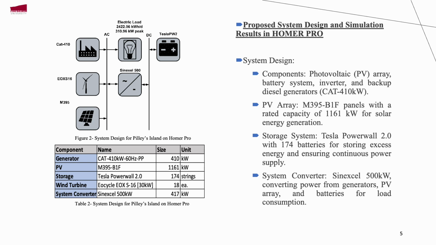Our average load is 2500 kilowatt hours per day, and we have a Tesla Powerwall 2 battery. We have used 174 batteries for storing excess energy and ensuring continuous power supply. Now Sahil will explain each component in further detail.